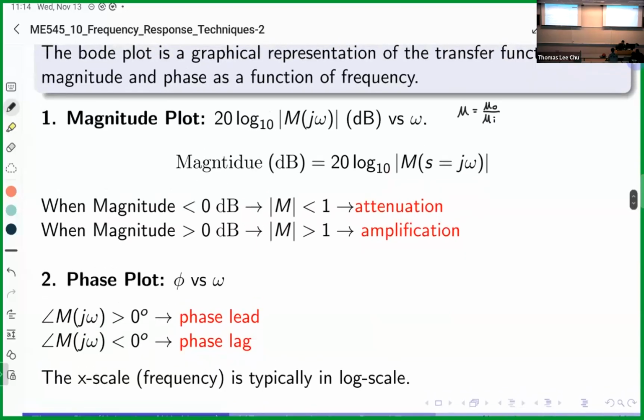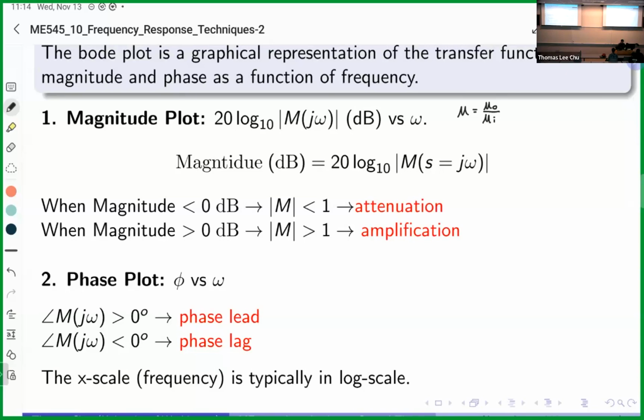Okay, and the same with the phase plot. When the phase is greater than 0 degrees, it's called a phase lead. And when the angle of M is less than 0, it's called a phase lag. So this is where lag and lead compensator names come from. A lead compensator is when we have phase lead, and a lag compensator occurs when we have phase lag. The pole and zero position relative to each other will cause either a phase lead scenario or a phase lag scenario. And we will draw that out later.